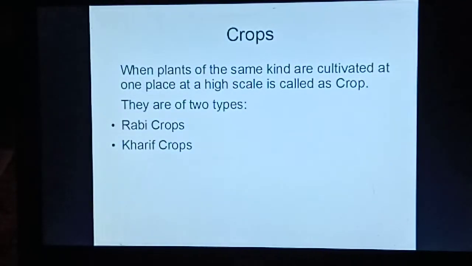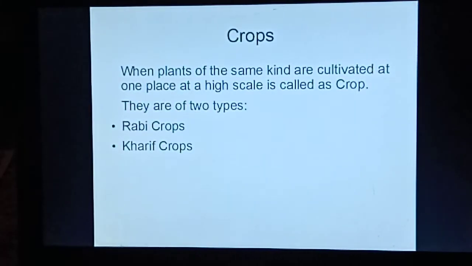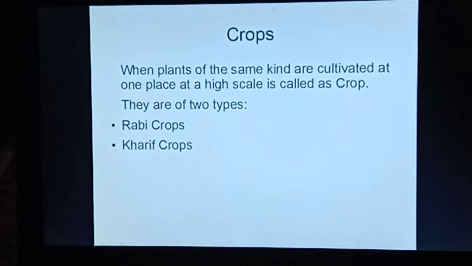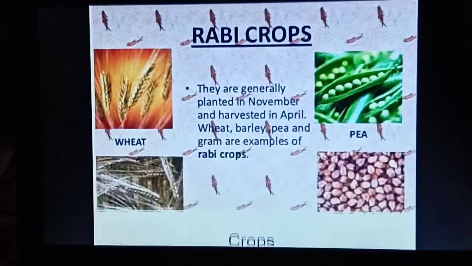So crops. When plants of the same kind are cultivated at one place at a very high scale, then it is known as crops. Mainly crops are of two types. One of them is the rabi crop and the second one is the kharif crop. So let us study about rabi crop.